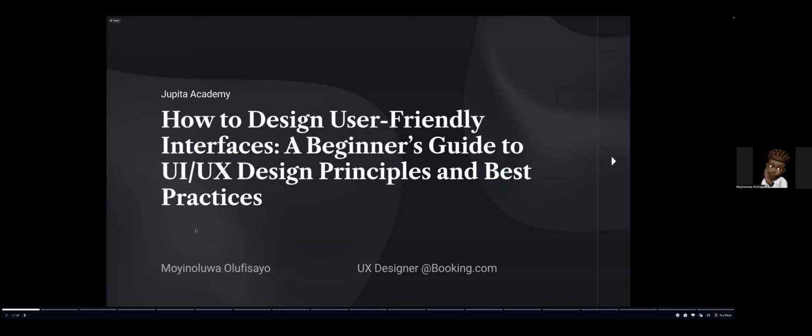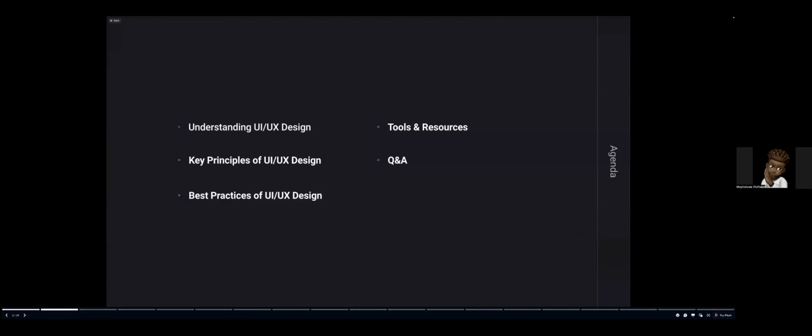A few things to look at. The agenda for today is understanding UI/UX design, the key principles of UI/UX design, and also the best practices of UI/UX design. And we'll be looking at some tools and resources, and also we have the Q&A section.